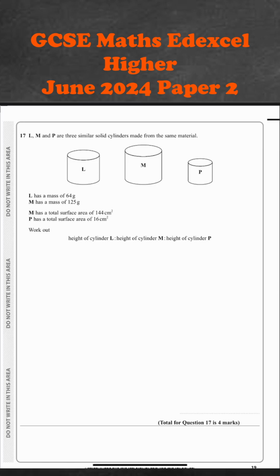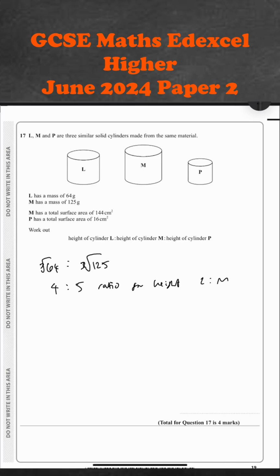So if L and M are similar, we know that the cube root of 64 compared to the cube root of 125 will show us the ratio of the heights. So the cube root of 64 is just 4, and the cube root of 125 is just 5. So that is the ratio for height between L and M.